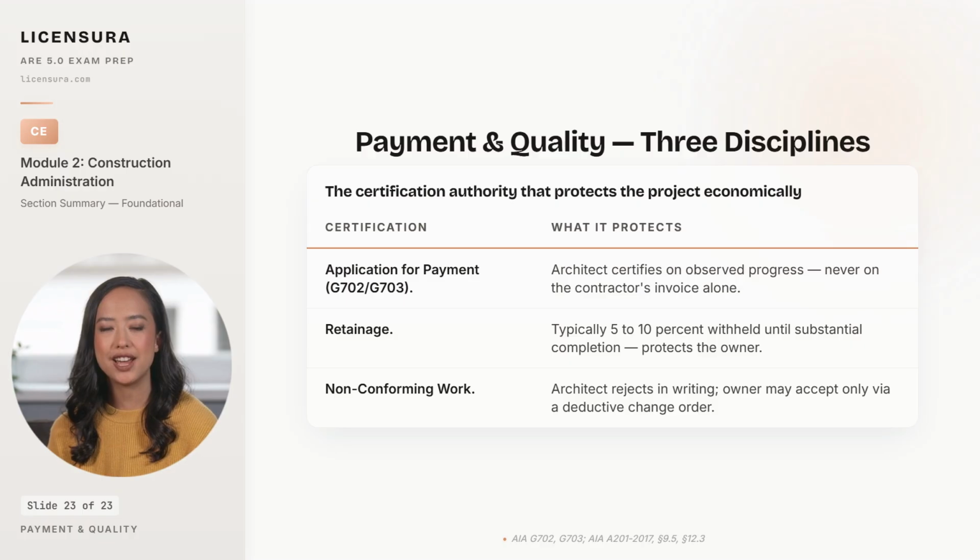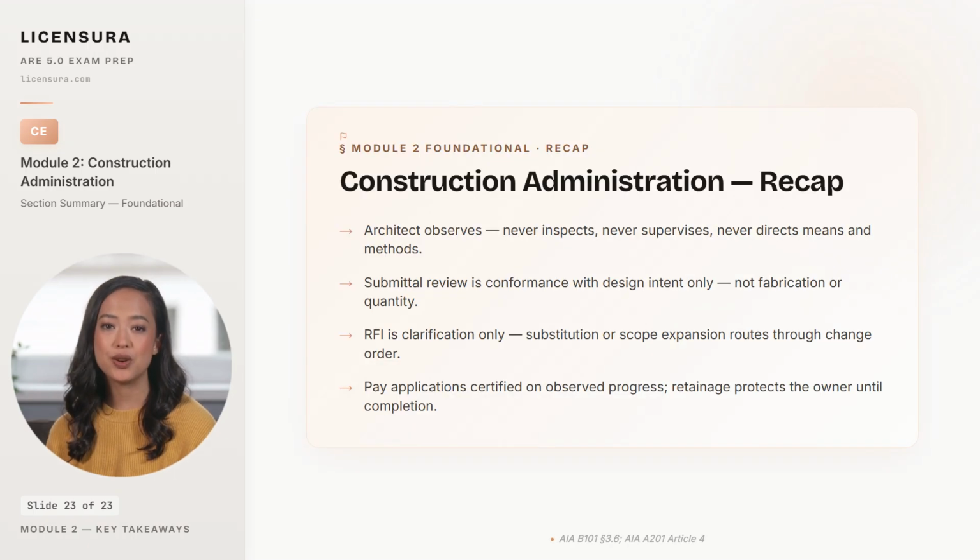4 module takeaways close the foundational construction administration arc and let you carry the 3 positions out of the module as a single posture. First, the architect observes the work, never inspects, never supervises, and never directs means and methods.